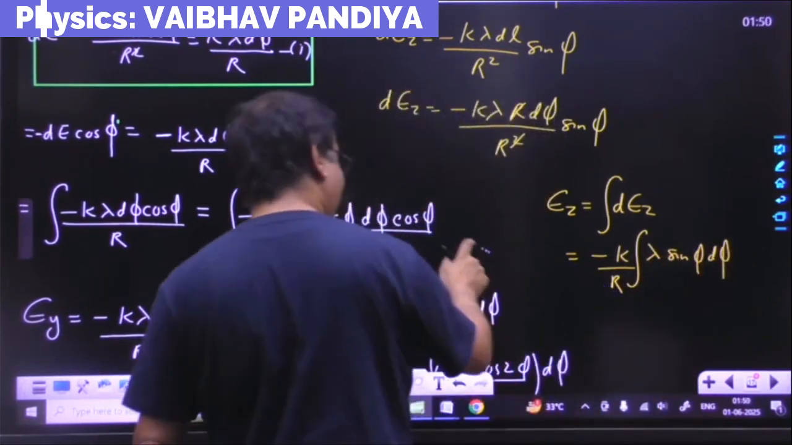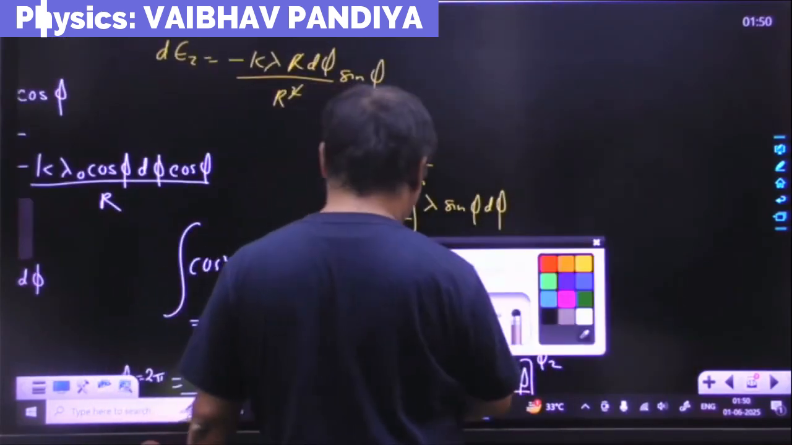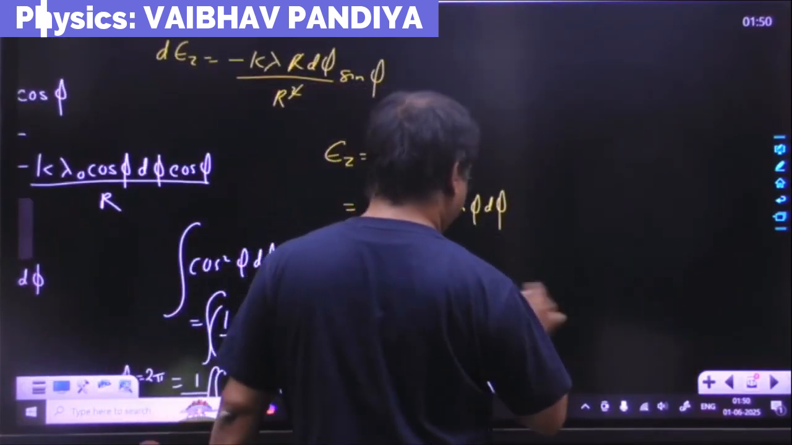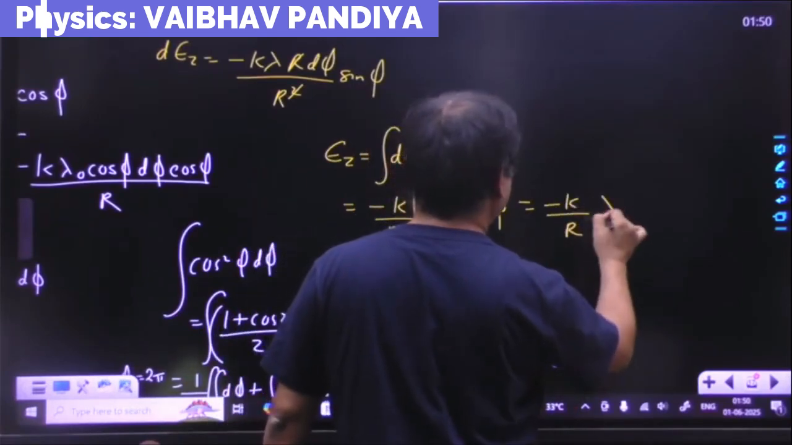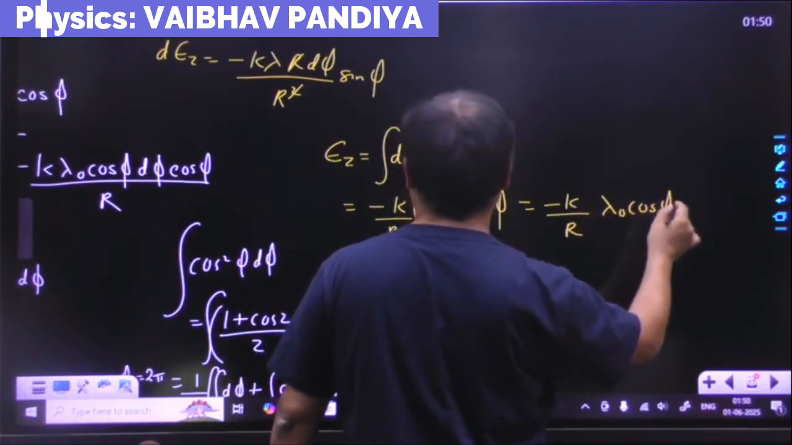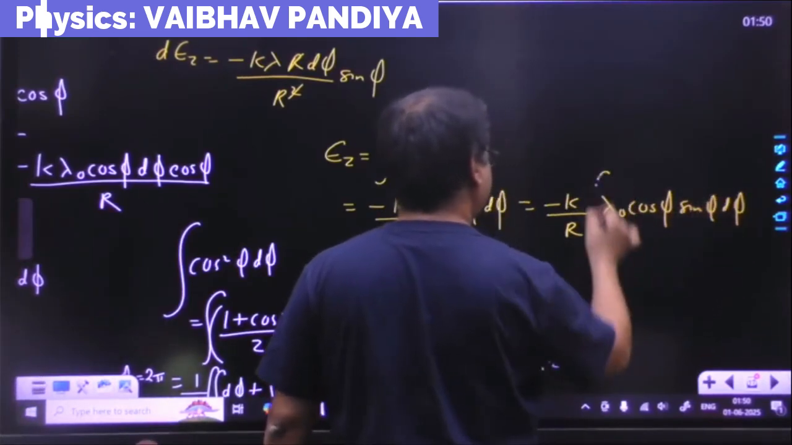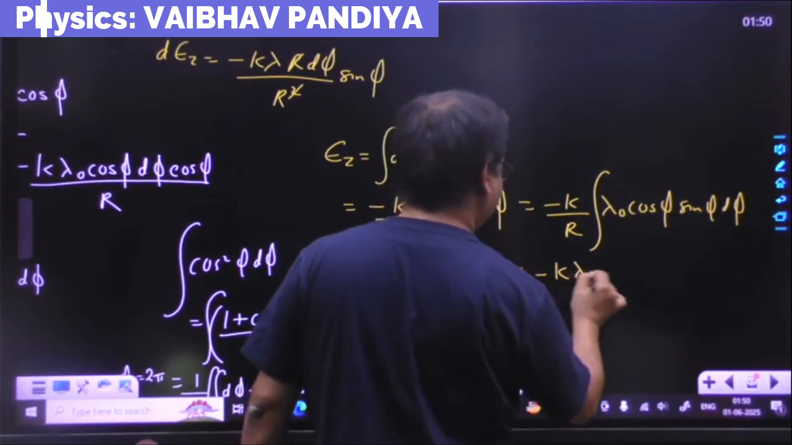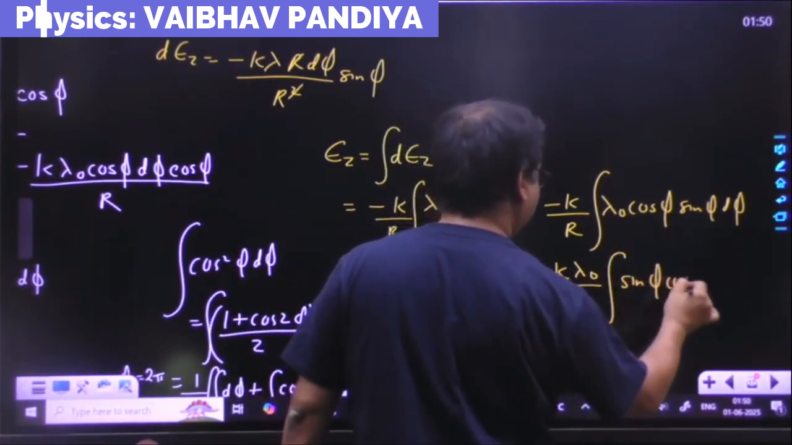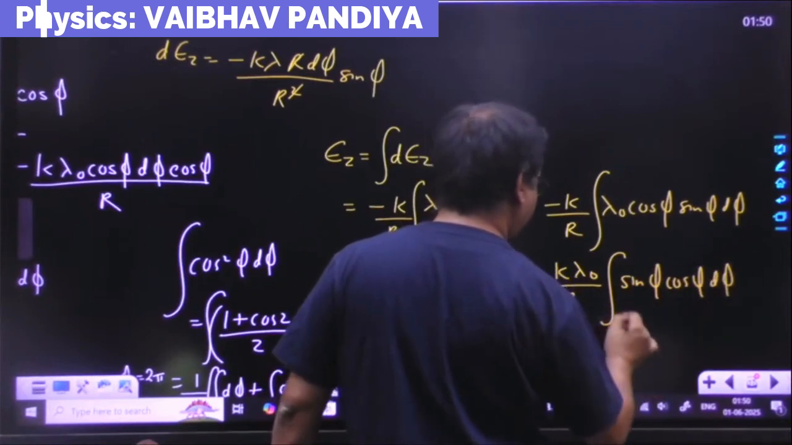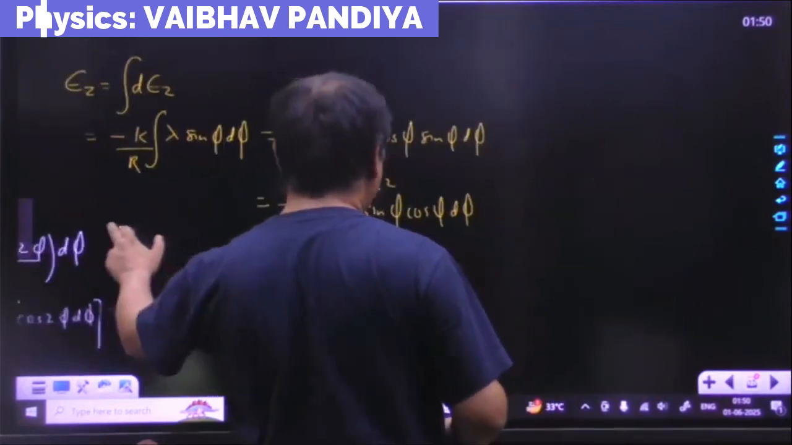Now since lambda is not a constant, it won't come out, so we have to put lambda as a function of the azimuth, which is given in the problem. So this is given how much? Minus k by r lambda naught cos phi sine phi d phi, correct? So we'll get minus k lambda naught by r, and what is left is sine phi cos phi d phi. Now we can put the limits of phi. Now let's see what will be the integral of sine phi cos phi. We have two ways for this thing.